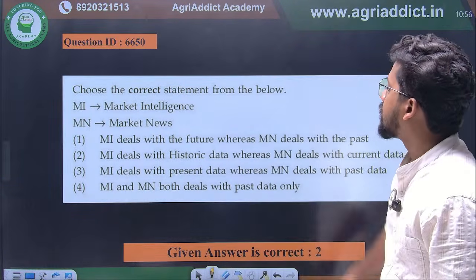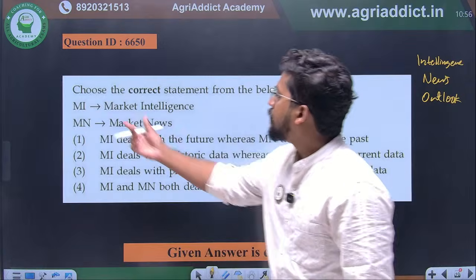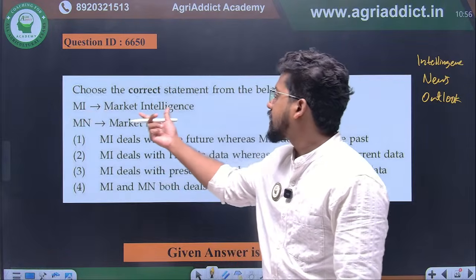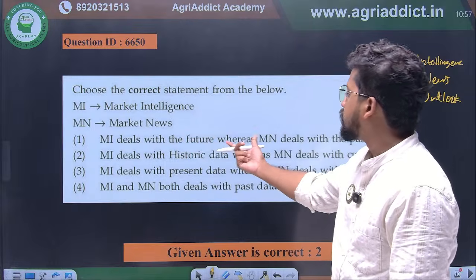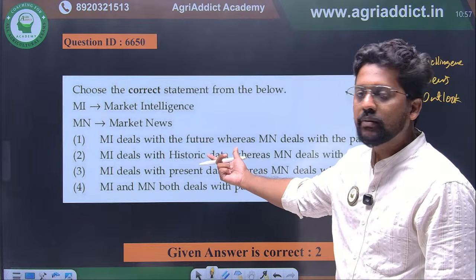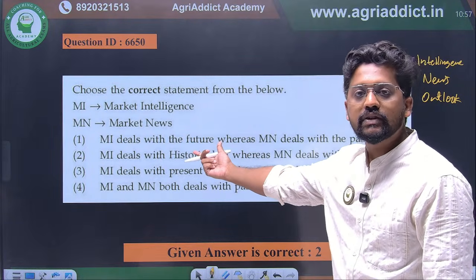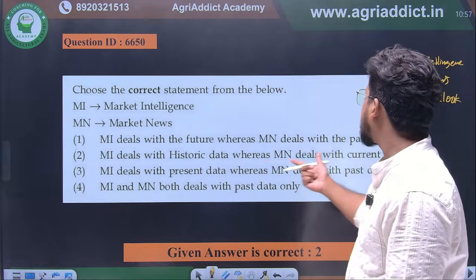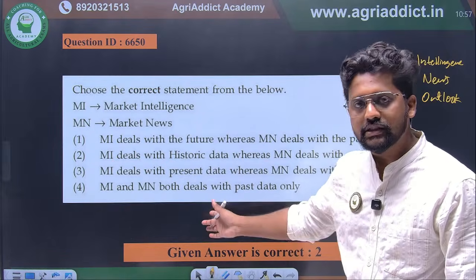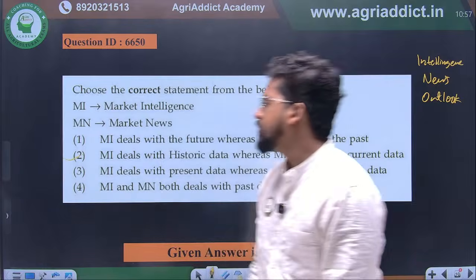Now coming to the question, choose the correct statement from below. Market intelligence, MI. Market intelligence, market news. Market intelligence deals with the future. Is it? No. Market intelligence was dealing with the past, right? Market intelligence deals with the historical data, whereas market news deals with the current data. This is our correct answer. 2 will be your correct answer.